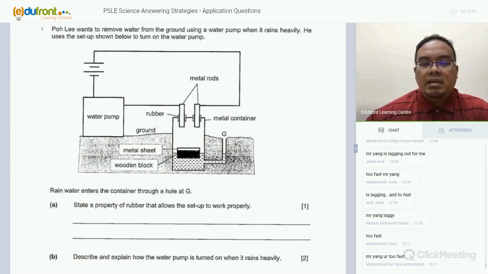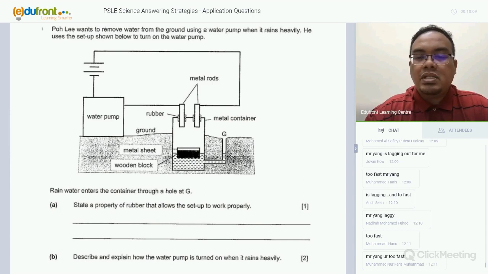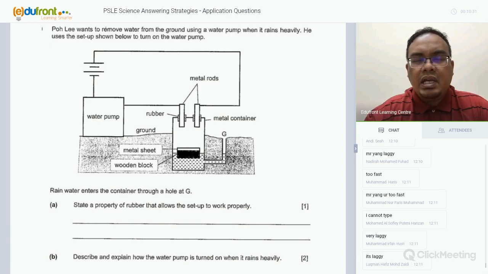Now this is another example, taken from a past PSLE question. If I'm too fast, I'll go a little bit slowly. Those of you who are lagging, you may have to check your internet connection. I cannot help you at my side. But don't worry if you have problems viewing. I'm recording this and I will upload it and email it to your parents within today or tomorrow. So don't worry if you have a poor internet connection. All right, let me move on.